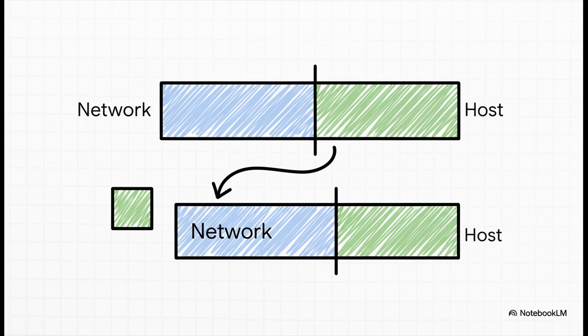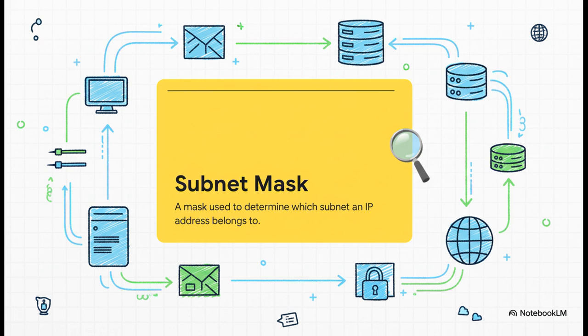Every IP address has two parts, a part that identifies the network and a part that identifies the specific device or host on that network. Subnetting is literally just redrawing the line between those two parts. You borrow a few bits from the host side and give them to the network side. So how do you tell all the devices on your network where that new line is? You use something called a subnet mask.